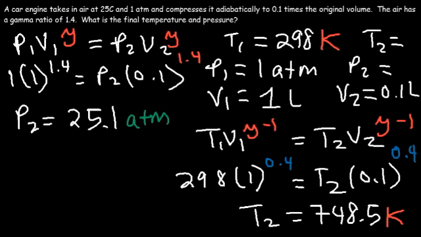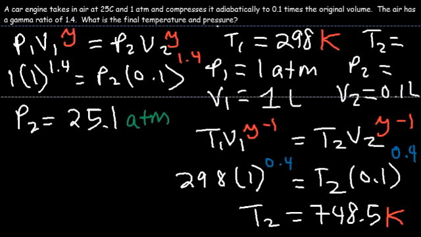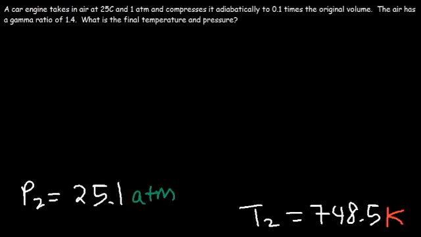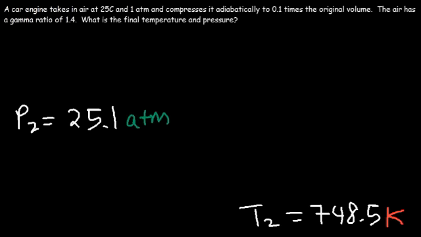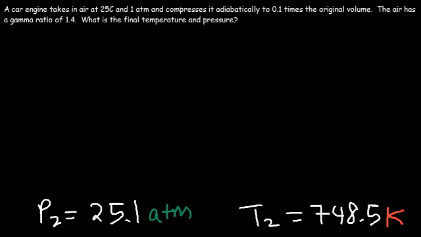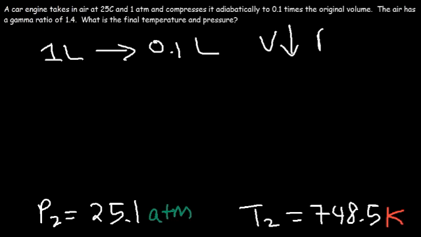If you subtract that by 273, that's 475.5 Celsius. Now let's talk about this. But first let's make some space. Now the volume changed from 1 liter to 0.1 liters. So the volume decreased by a factor of 10. When the volume goes down, the pressure goes up.